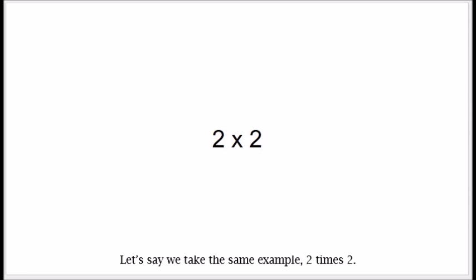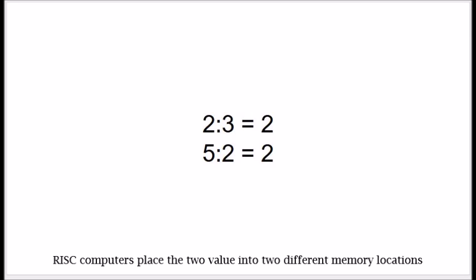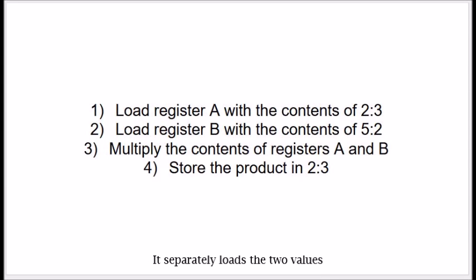Let's say we take the same example, 2 times 2. RISC computers place the two values into two different memory locations. It separately loads the two values. Then, the same thing goes for RISC. First, the processor loads the values into two registers. It then multiplies the contents of the two registers, and upon completion, stores the result in the first register.